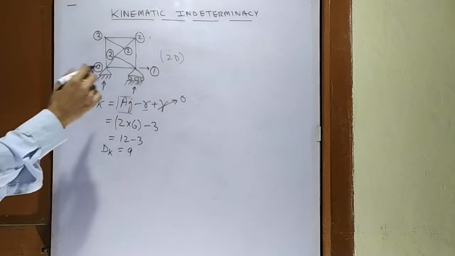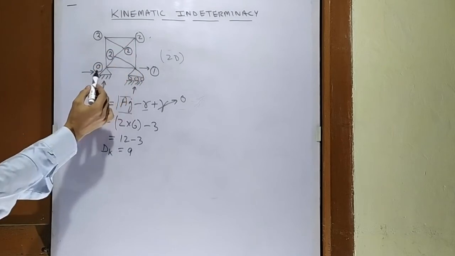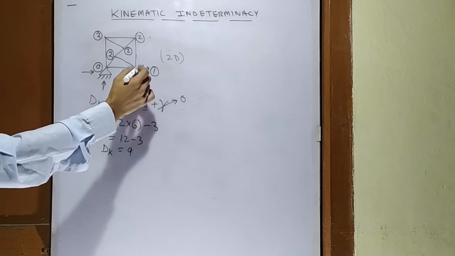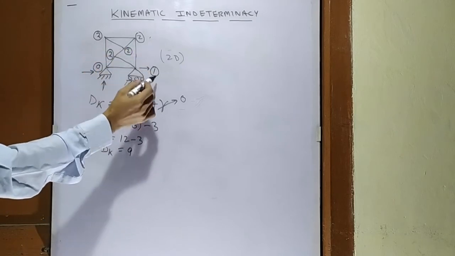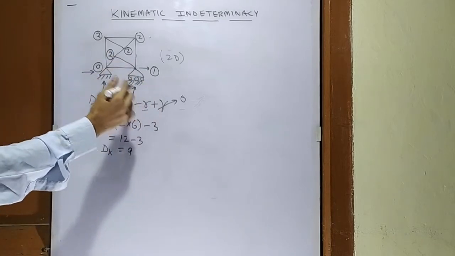So how many degrees of freedom are there? 2, 4, 6, 8, 0 and 1. If you sum all these, 2 plus 2 plus 2 plus 2 is 8, plus 1, that is 9. So you can find it out from the figure very easily.